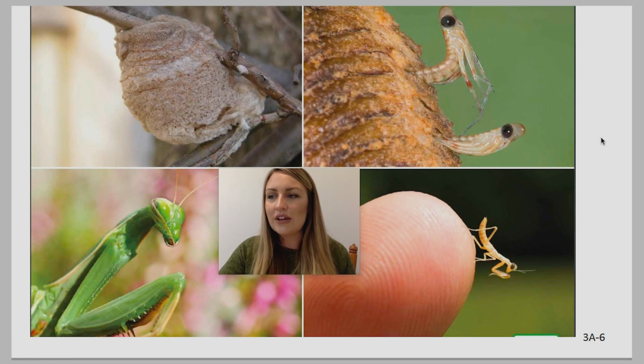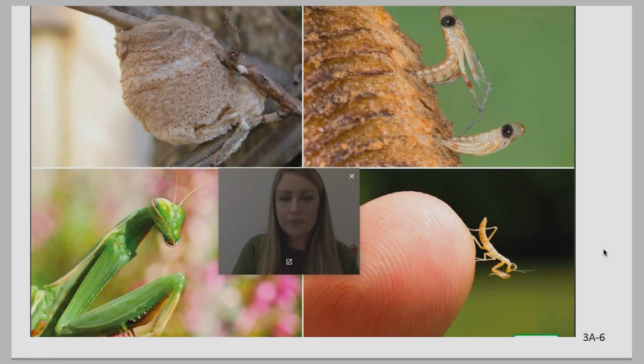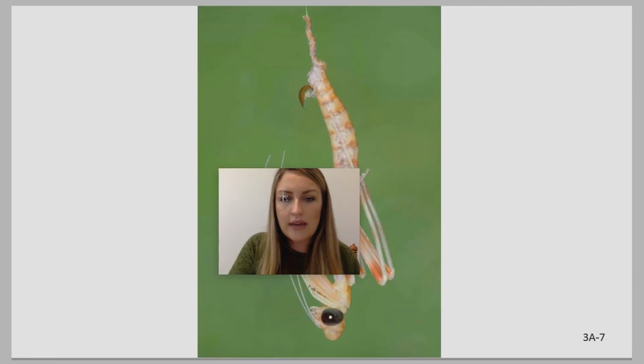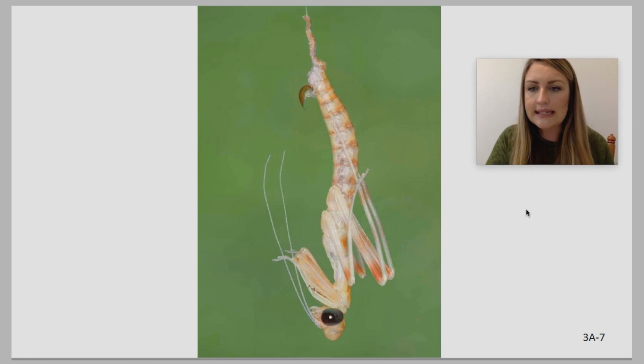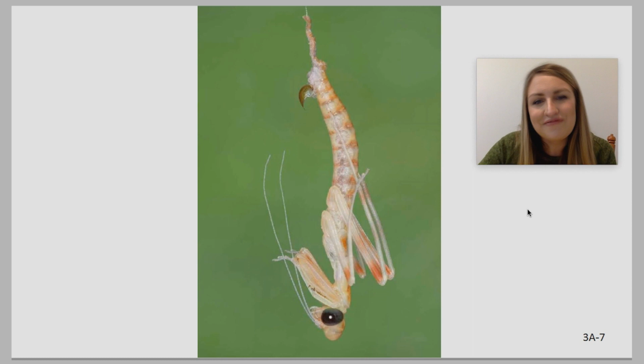Let's take a close look at one of these nymphs. Okay, let's look closer at one of the nymphs, the baby praying mantis. All right, what do you notice? Can you find its head?